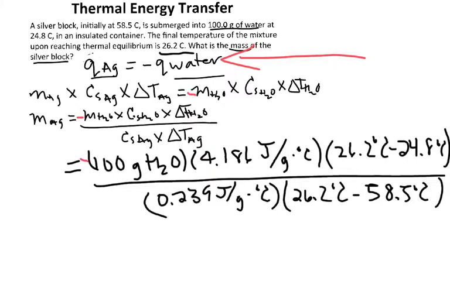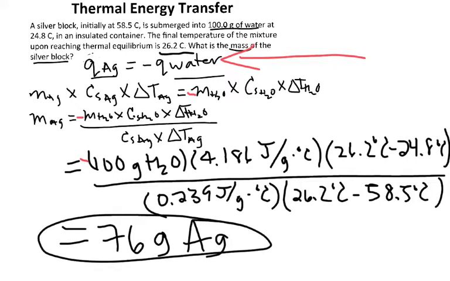Okay. So each one of these equal signs has a minus after it. Okay. So if you put this all in your calculator, you should get 76 grams of silver.